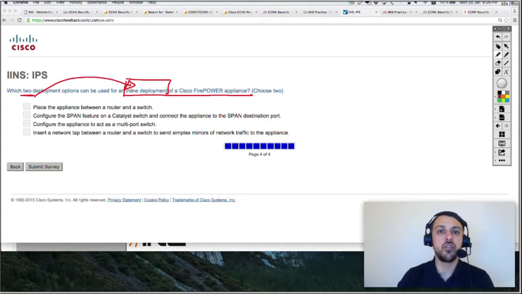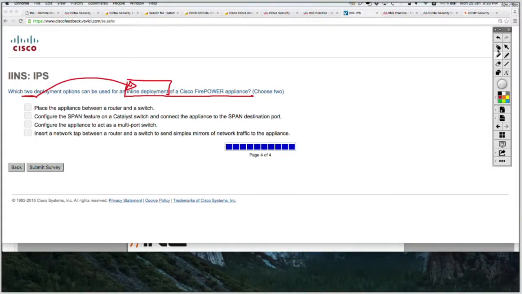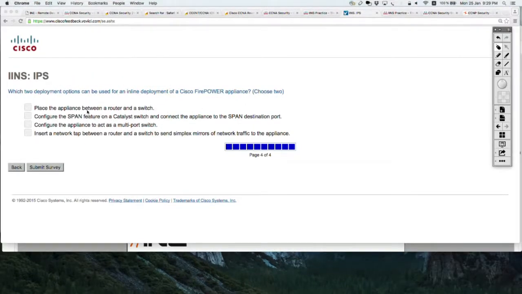When I read a question fast, and in most cases, most people, if you go into the exam in a rush reading a question, you would read this as which two deployment options can be used for a deployment of Firepower. You're going to oversee the inline keyword, which means you're not going to be able to provide a proper answer in the end. So let's speak about inline mode and see what the options are.